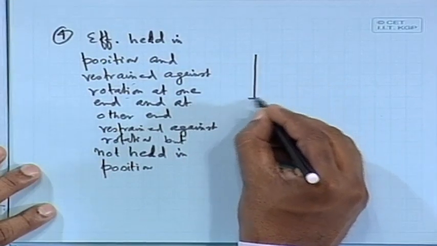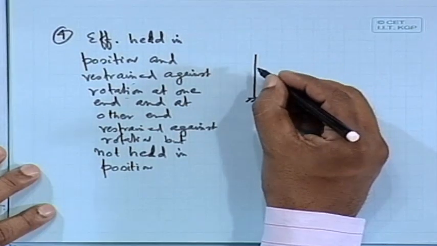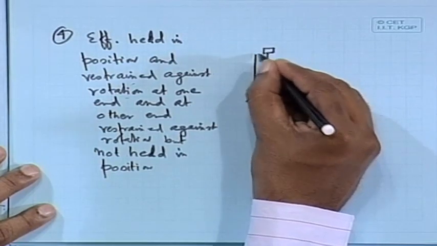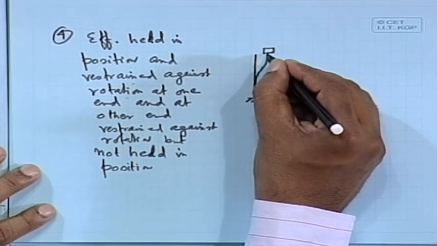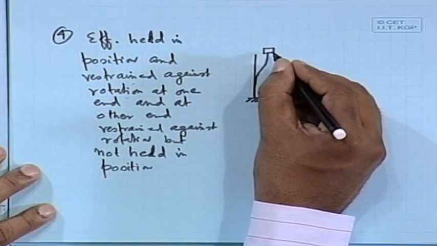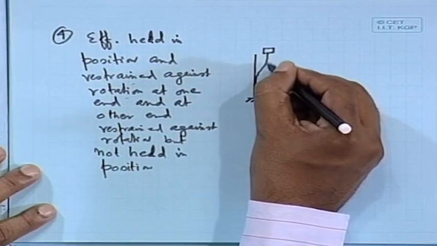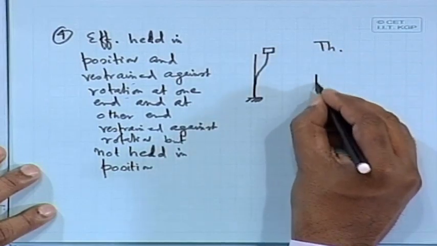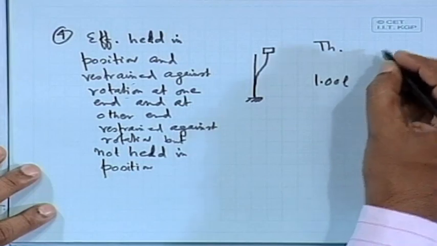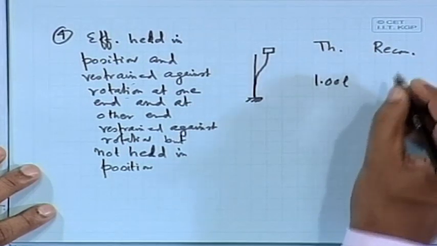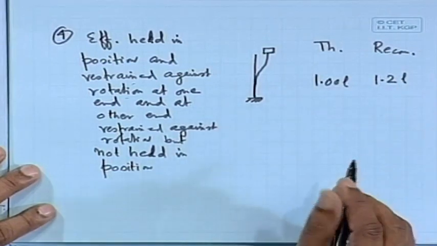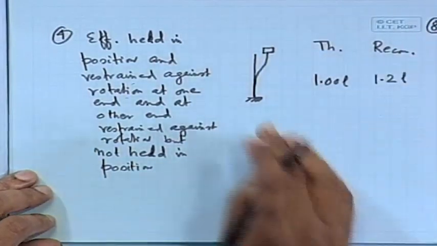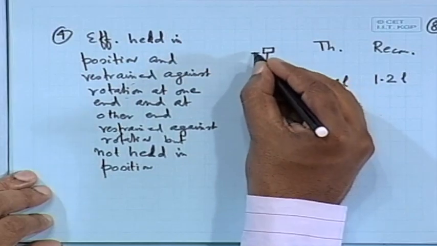It means as if you have something like this. What happens here in this case, it may move like this, that means it can sway, but there is no rotation. There is a roller here, you can consider that, it can move like this, but there is no rotation here. In that case, the theoretical value comes to 1 L, and for the recommended value the code says you take 1.2 L. So, this is another case that you have to consider.